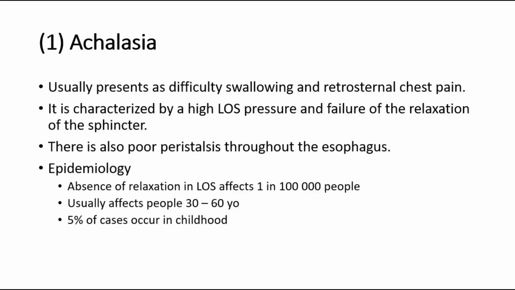First, achalasia usually presents as difficulty swallowing and retrosternal chest pain. It is characterized by a high LOS pressure and failure of the relaxation of the sphincter. There is also poor peristalsis throughout the esophagus. Absence of relaxation of the LOS affects 1 in 100,000 people. Usually 30 to 60 years old, and 5% of cases occur in childhood.